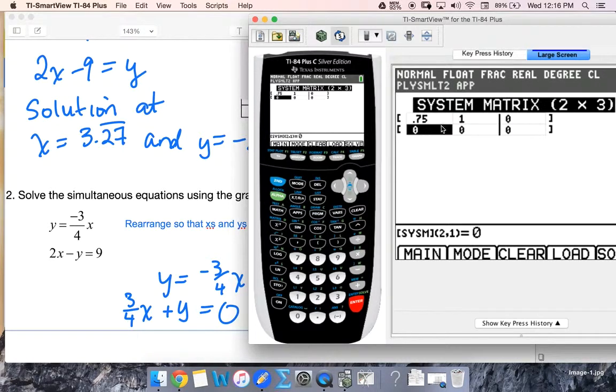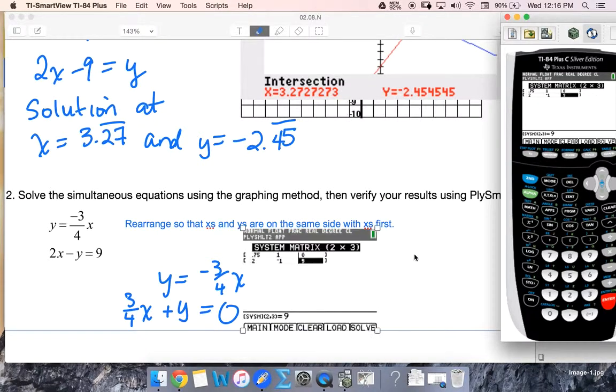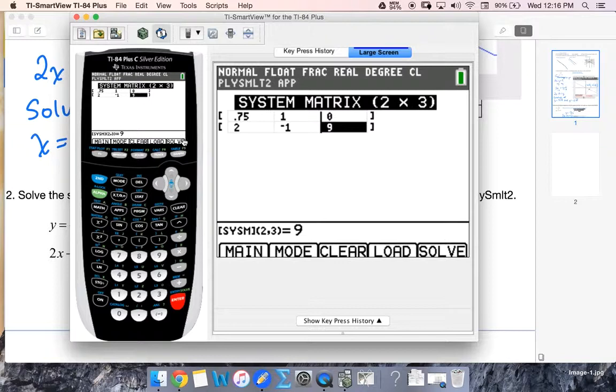Now my first coefficient in the second equation, that's the 2. I'm going to push enter. My next coefficient is a negative 1. Enter. My last coefficient, my last number on the right of the equal sign, is 9. Okay, so I've got all my coefficients. I'm going to pull this screen over for you. And now I'm going to say solve.